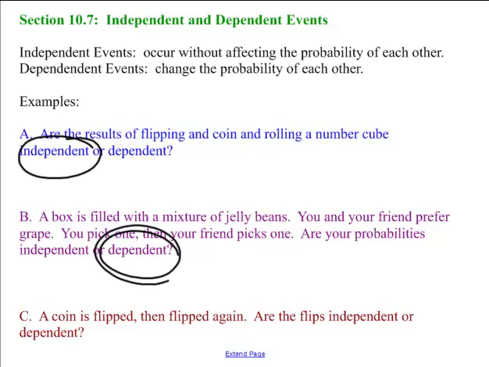C, a coin is flipped and then flipped again. Are the flips independent or dependent? So this one, we're using the same coin over and over again, but it doesn't matter how many times you've gotten heads in a row, you can still get heads or tails the next time around. So these two events, even though they're the same thing, same coin, are still independent of each other.